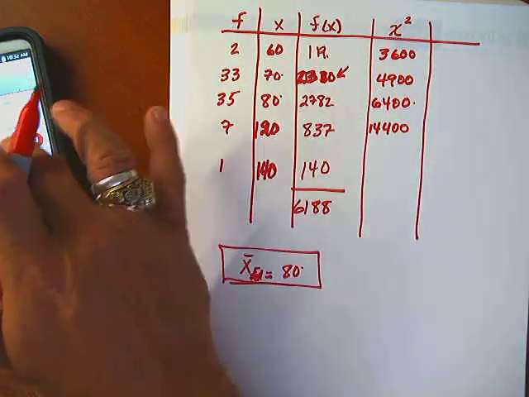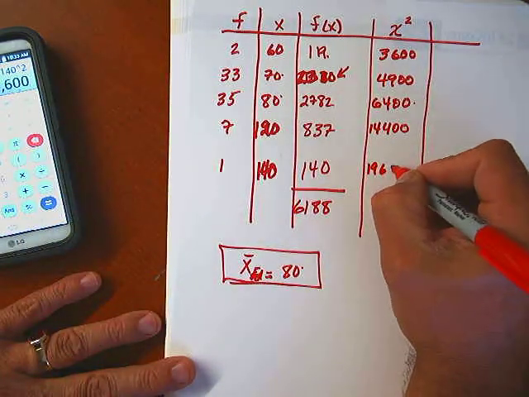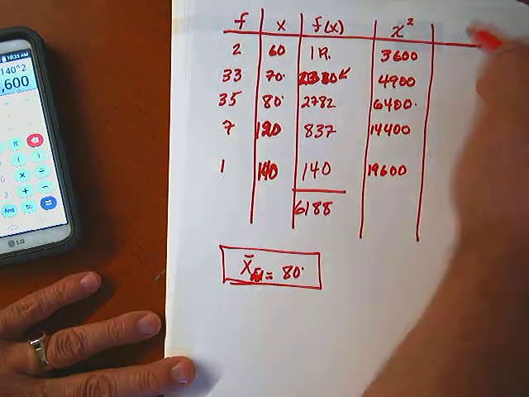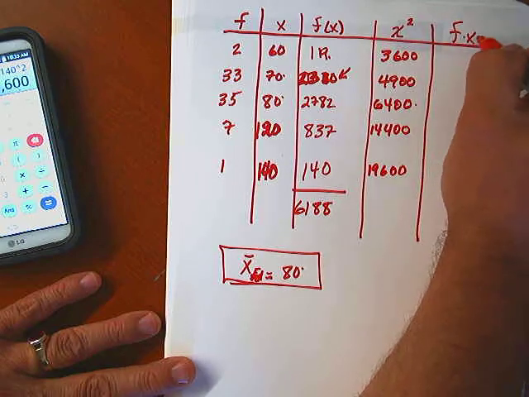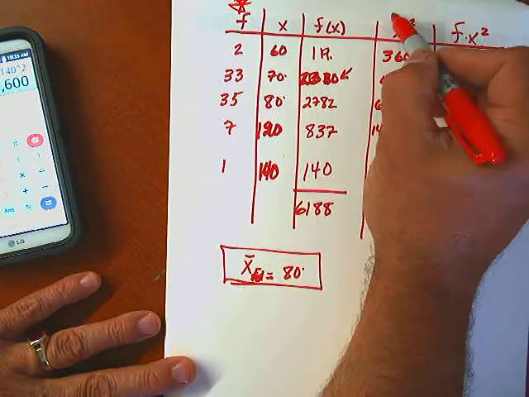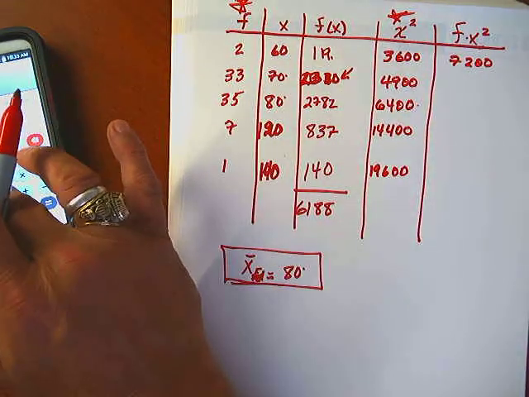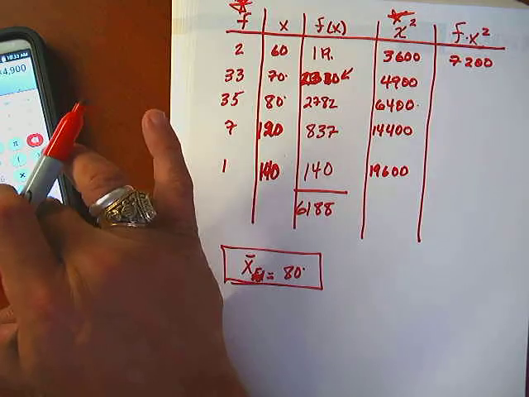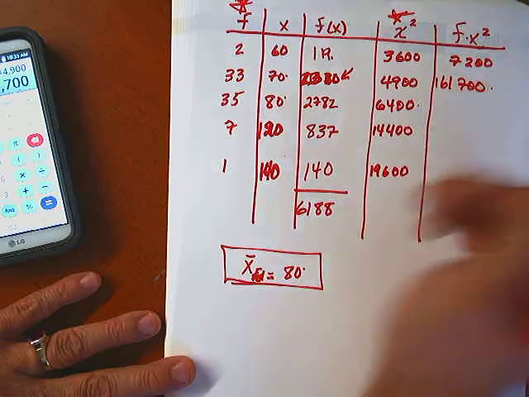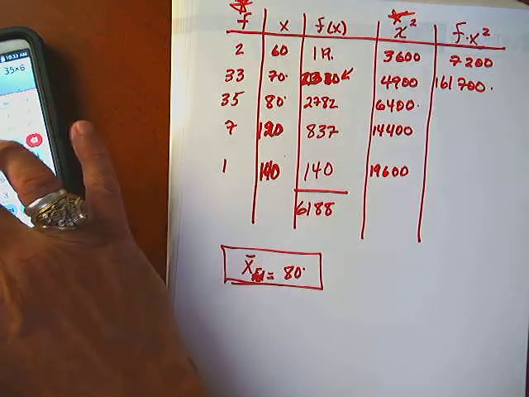So anyway, let's move on. I'm going to do another one of these problems for you because I've messed up a couple of times and I don't want to mess up the video. We need a column of x squared, and that's going to be 3600, 4900, 6400, and I don't know what 120 is, so 120 quantity squared, that's 14400, and 140 quantity squared is 19600.